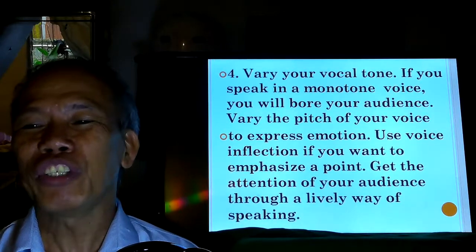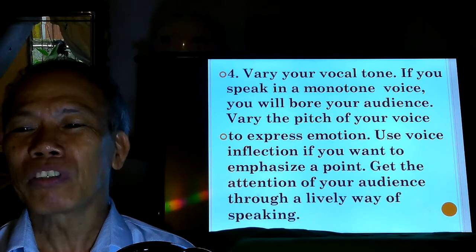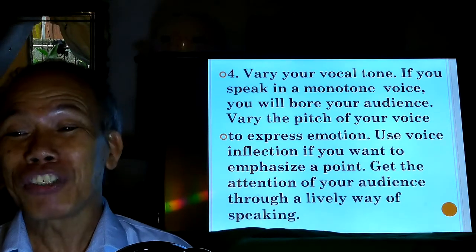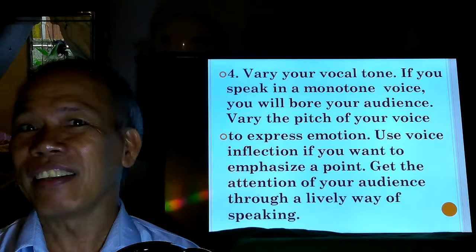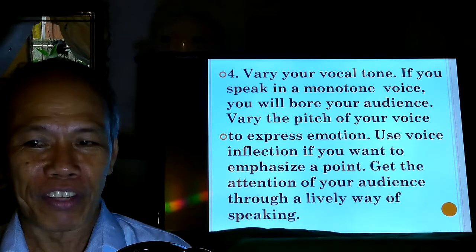Next, vary your vocal tone. If you speak in a monotone voice, you will bore your audience. Vary the pitch of your voice. It's like the intonation patterns. You have 1, 2, 3, and 4 levels.